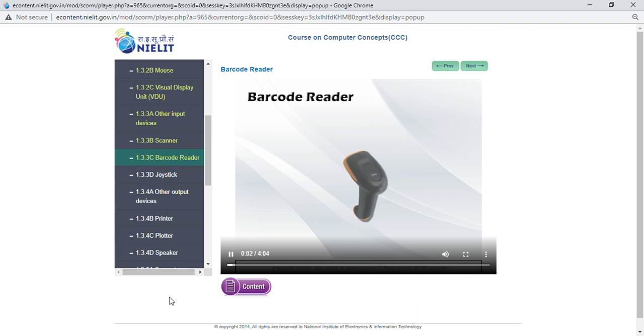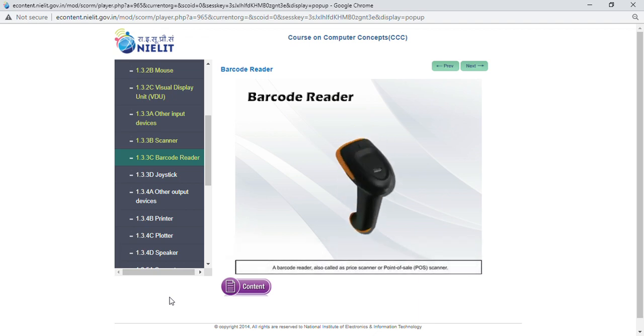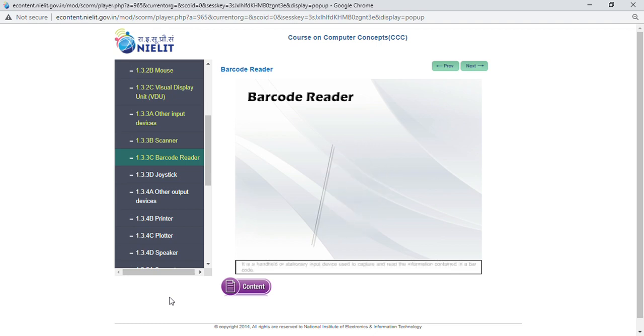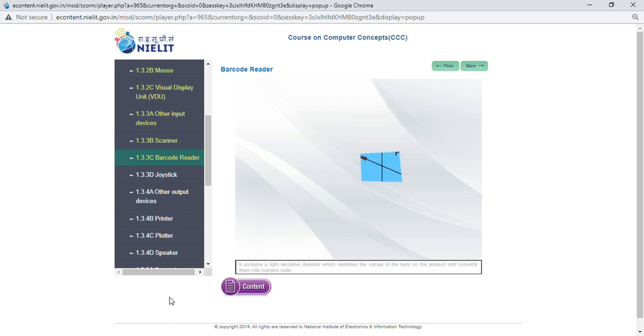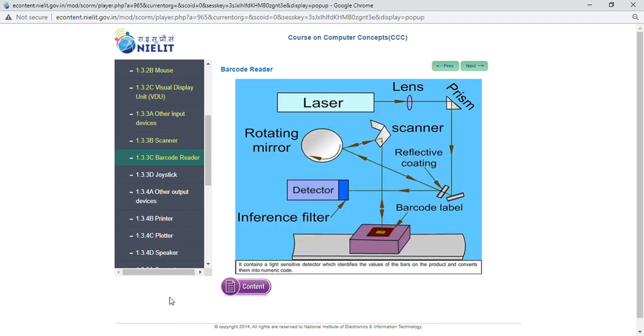Barcode reader. A barcode reader, also called a price scanner or point of sale POS scanner, is a handheld or stationary input device used to capture and read the information contained in a barcode. Like a flatbed scanner, it consists of a light source, a lens, and a light sensor translating optical impulses into electrical ones. It contains a light-sensitive detector which identifies the values of the bars on the product and converts them into numeric code.